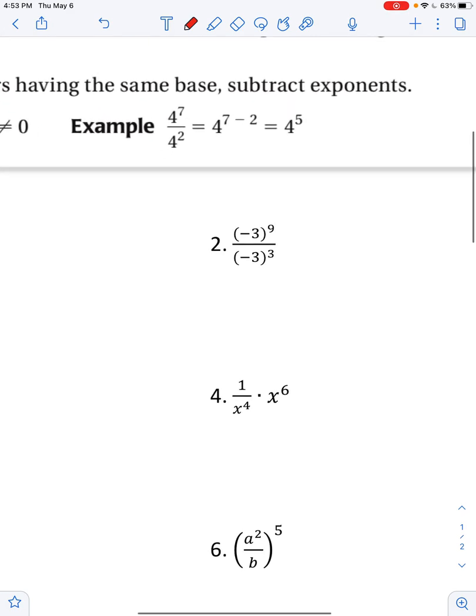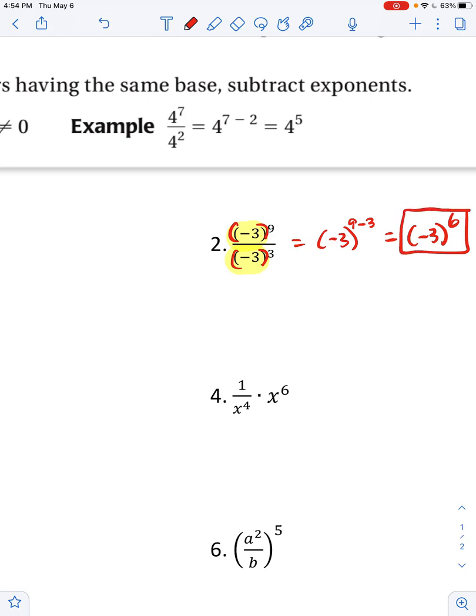Now, don't panic because of the negatives. It doesn't really matter what the base is. And I know this whole thing is base because the whole thing is raised to the power, because it's showing me with parentheses, -3 to the 9 and -3 to the 3rd. So I have 9 -3s on the top. I have 3 of them on the bottom. So the difference would be 6. And that would be my final answer.